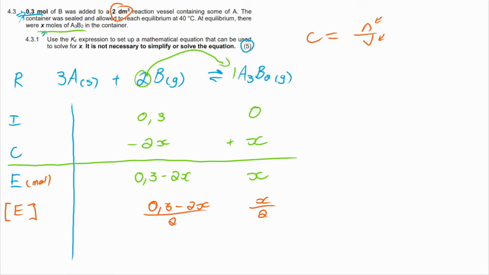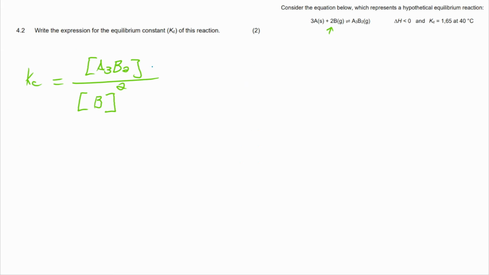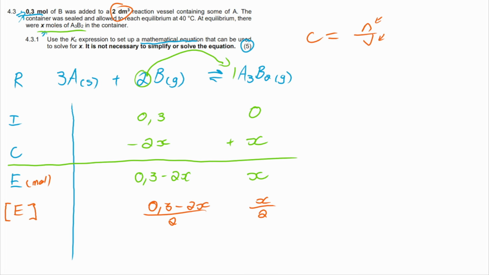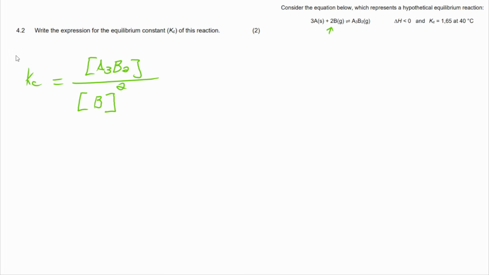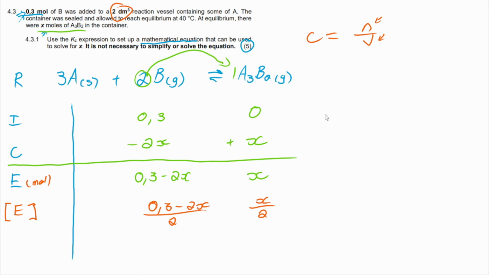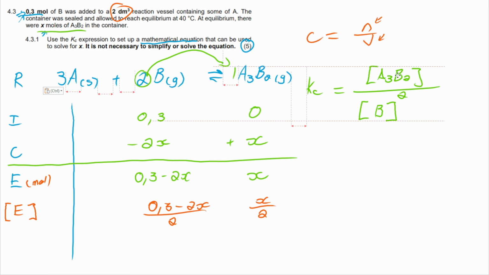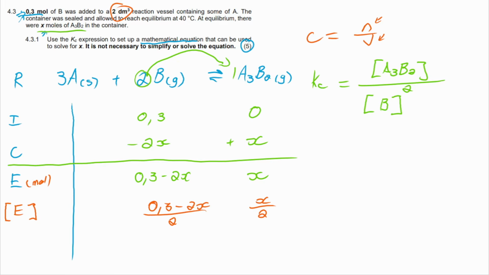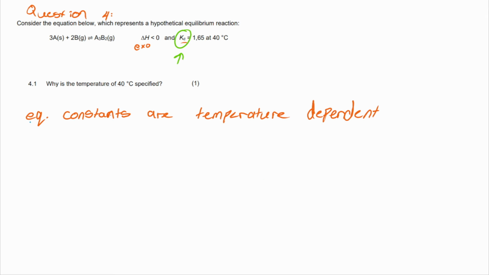There is my RICE table done, but very important, I have to use the Kc expression to set up a mathematical equation that can be used to solve for x. So I'm going to go back to this and sub in here. I'll copy this over for us because we are going to use it. I'll pop it here, move it across. What's interesting is we know what Kc is, because they told us it's 1,65.